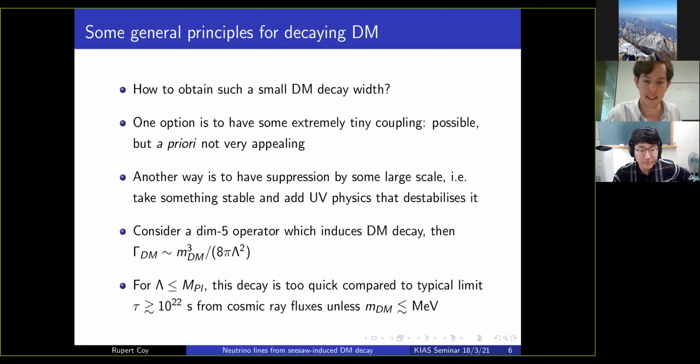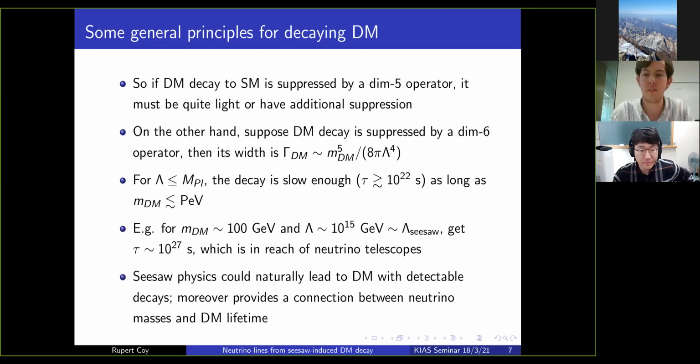But in this case, if we take this limit and this bound on lambda, then dark matter should be quite light. It should be less than about an MeV. So if you have some dimension 5 suppression, you need either very light dark matter or you need some extra suppression, so some small couplings or some loops or something like that. Otherwise, this suppression isn't enough and the dark matter decays too quickly.